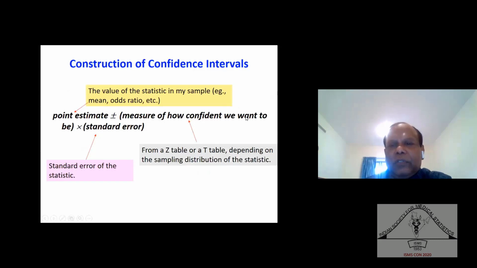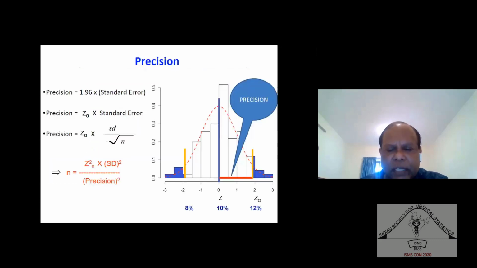How confident do we want it to be? 95% confident. The Z statistic in the normal distribution corresponding to 95% area probability is 1.96, approximately 2, and you multiply that 2 with the standard error of that statistic. That gives you the lower and upper limit. So this is very important.